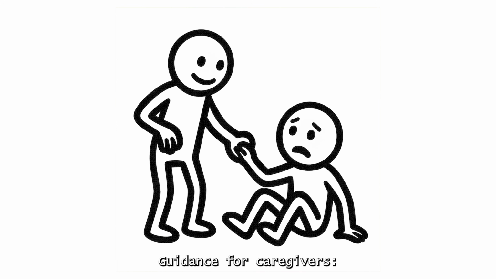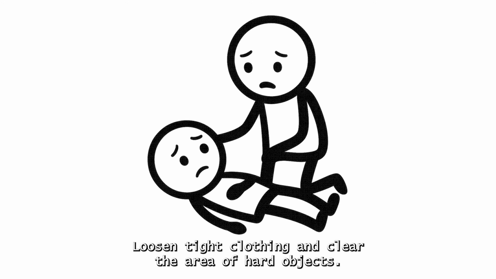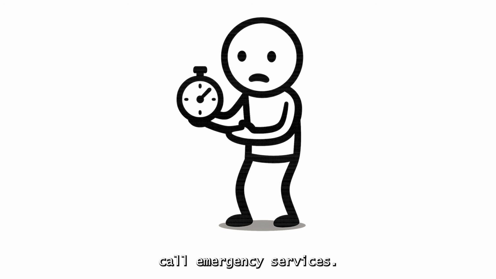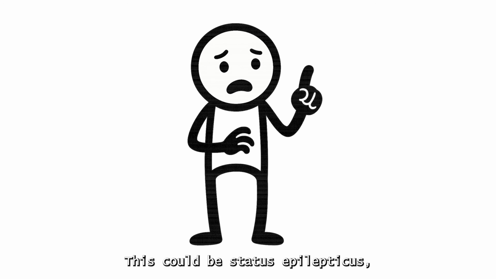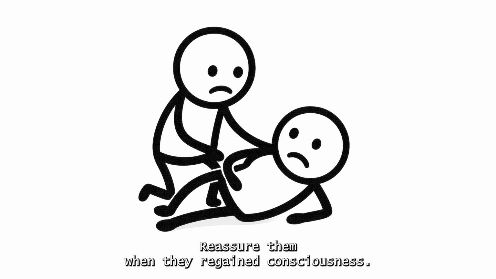Guidance for caregivers. For caregivers, parents, spouses, or friends, stay calm. Protect the person's head, loosen tight clothing, and clear the area of hard objects. Time the seizure. If it lasts more than 5 minutes, call emergency services. This could be status epilepticus, a life-threatening emergency. After the seizure ends, place the person on their side to prevent aspiration. Reassure them when they regain consciousness. Confusion and fatigue are normal afterward.